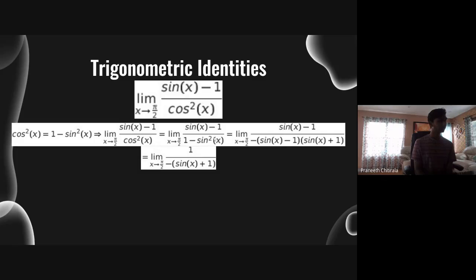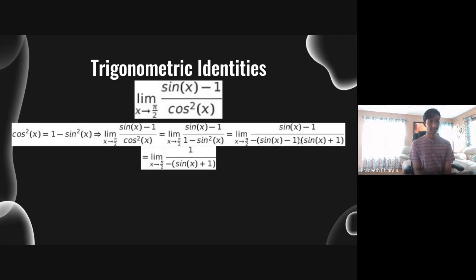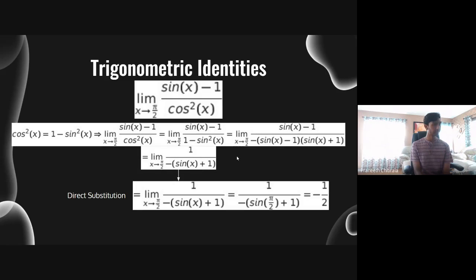And then you can factor this. You can factor 1 minus sine squared of x to get negative sine of x minus 1 times sine of x plus 1. And then you can eliminate the sine of x minus 1 term on both sides. And then you're left with this term right here.